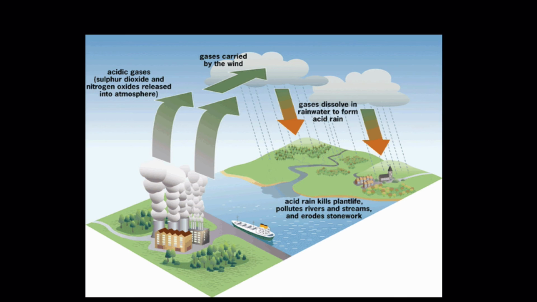So in areas near especially coal-burning power plants or places where there's a lot of cars, you can get lots and lots of pollution in the air, stuff like smog, and when rain falls through this material, it can become acidified. And acid rain does a couple different things when it falls to the ground. It can kill plant life, it can pollute rivers by lowering the pH, and it actually can eat away at some stones, especially things like limestone.